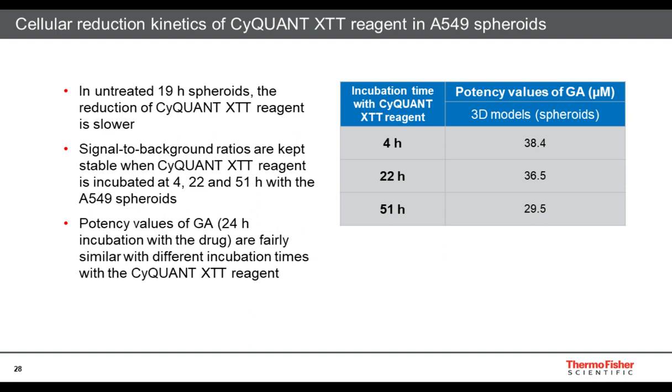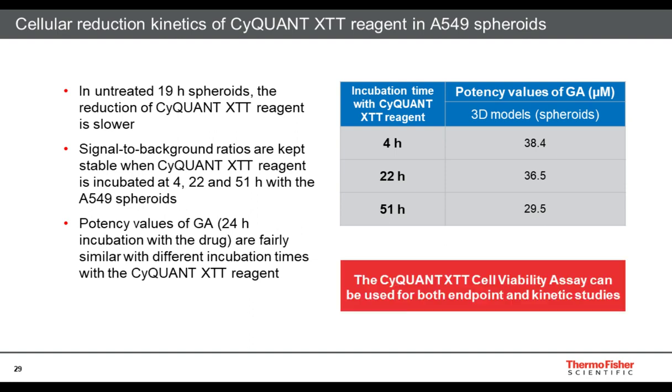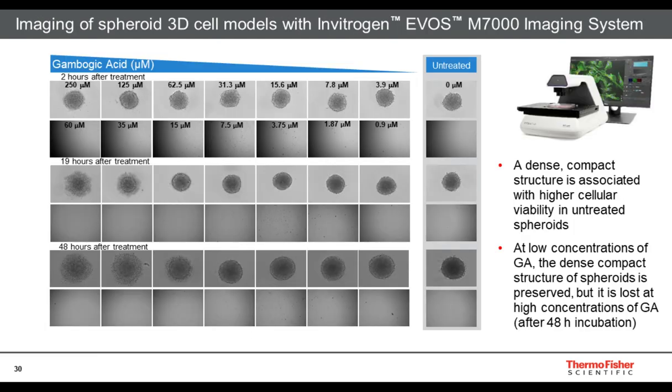Now, although the signal from the CyQUANT XTT reagent continues to increase over time with the spheroids, the potency values are very similar. Here we have a table with different incubation times with the CyQUANT XTT reagent and the IC50 values obtained at those incubation times. You can see within this table the IC50 values are within the 30 to high 30 micromolar range, no matter at what time you take a reading with the CyQUANT XTT reagent. Because of this, the CyQUANT XTT cell viability assay can be used for both endpoint and kinetic assay mode.